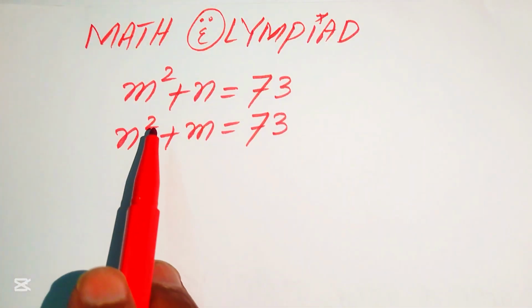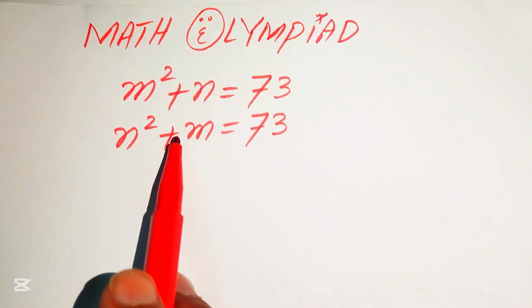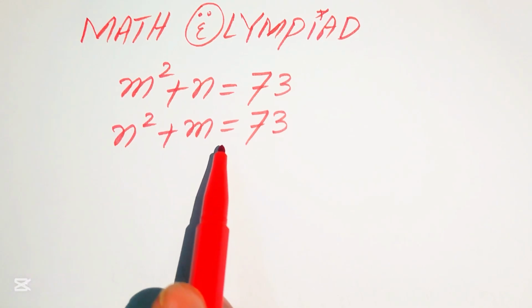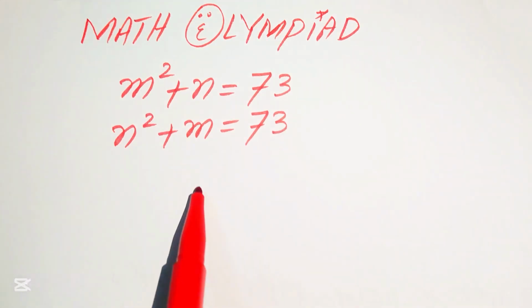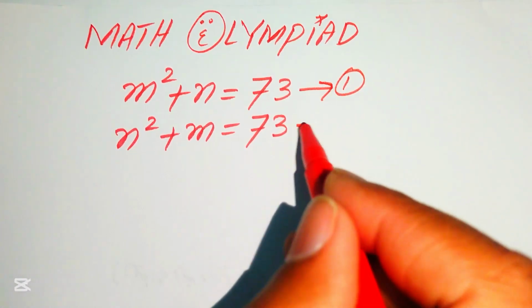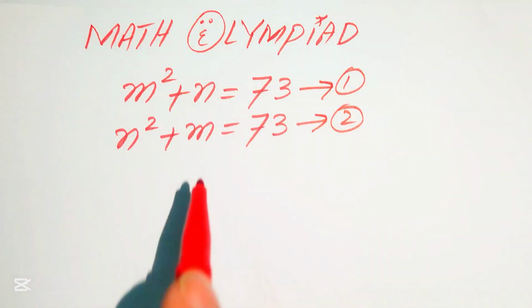So here we have m square plus n equals to 73, and n square plus m equals to also 73. We solve this problem for the values of m and n. So first we call this our equation number 1, and we call this our equation number 2.